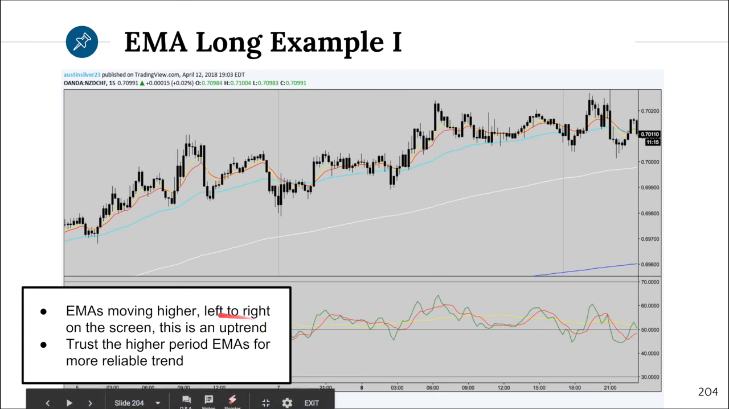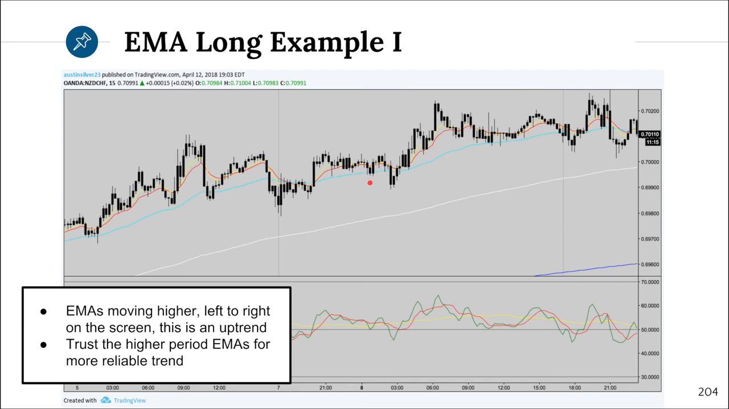This is clearly an uptrend. Trust the higher period EMAs for more reliable trend. Meaning, look at the blueberry down here, the 800 EMA. You can see candles are above that. We're above the 200. We're above the 50 for most of the day. That would tell me that we are only looking for longs.